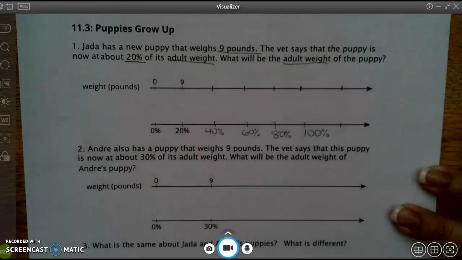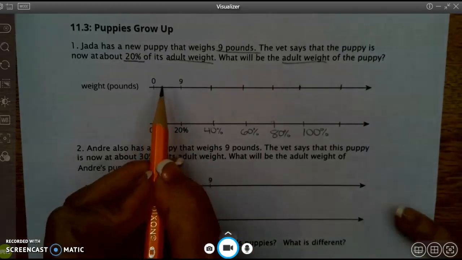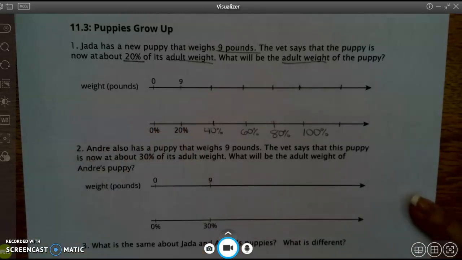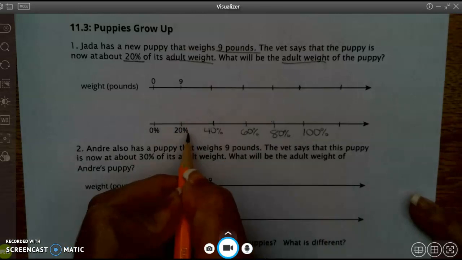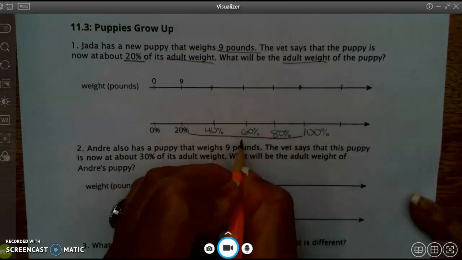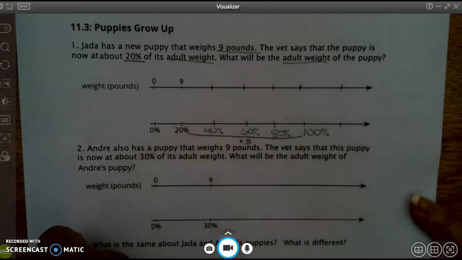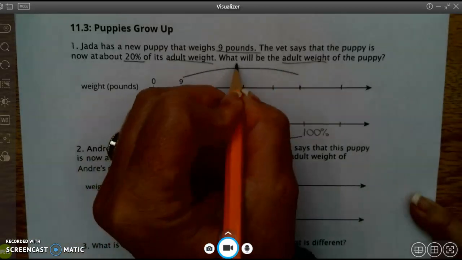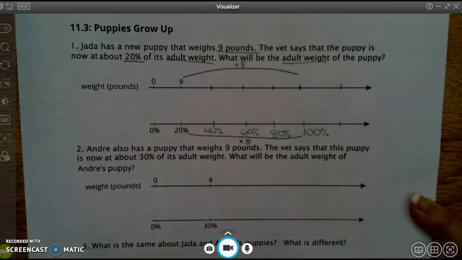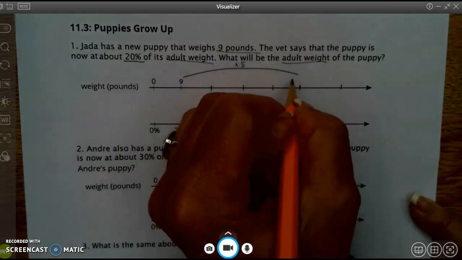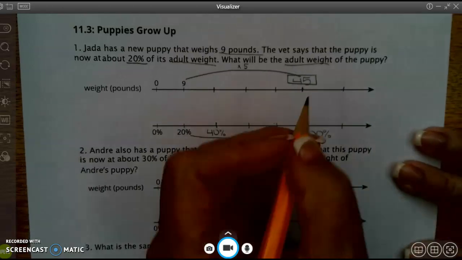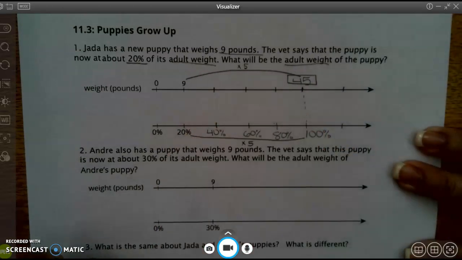Okay. Alright, on the top number line, I'm going to put my tick marks that line up with the percentages. And we are skip counting by nines. Now, if I wanted to save myself some work, I know that 20 times 5 equals 100. So I can do 9 times 5, okay, which is 45. So 100% would be 45 pounds.